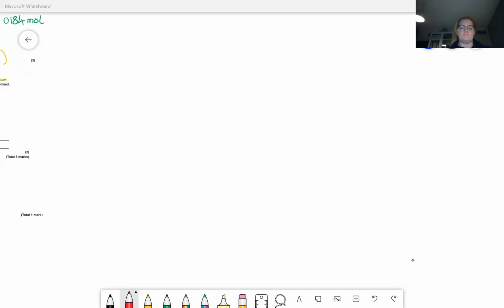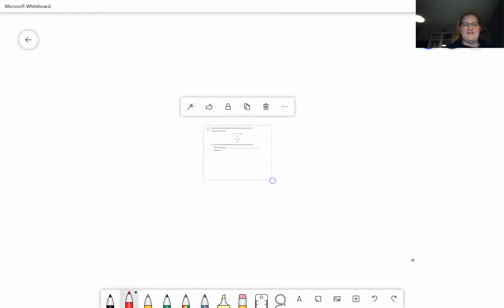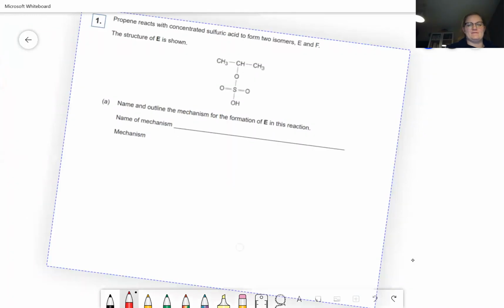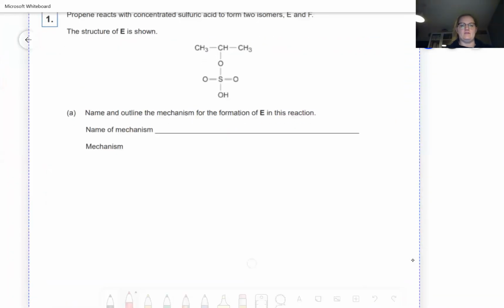Okay, so I'm going to finish off with this exam question. Here we go, there's the exam question. Super, super tiny, so let's make it a bit bigger. Okay, so propene.